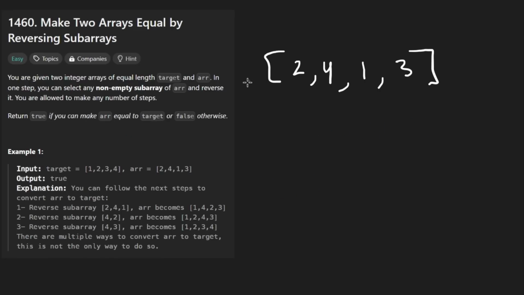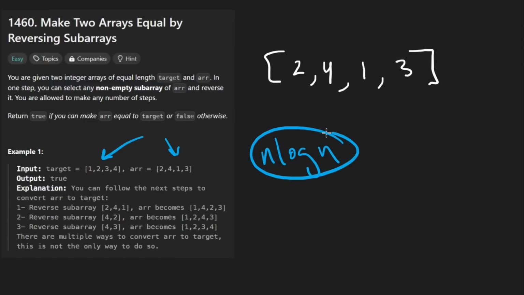I'll quickly mention the trivial solution. We can just take both arrays and sort them, which is going to be n log n time. Both of the arrays are of equal length. And then after we sort them, we can just check if they are both equal to each other. That's not the most efficient solution, though.